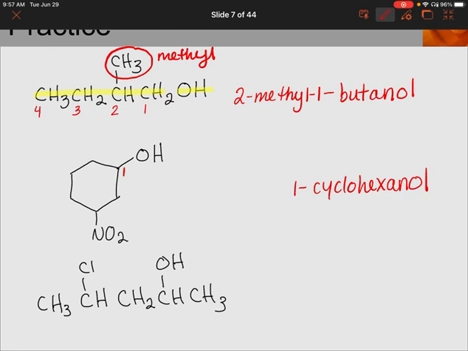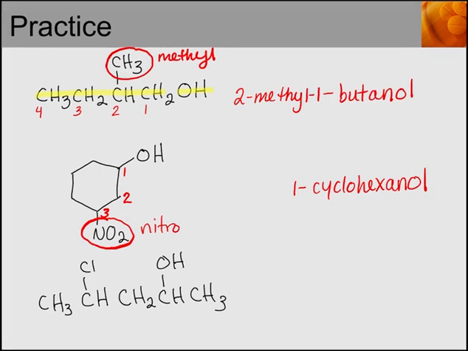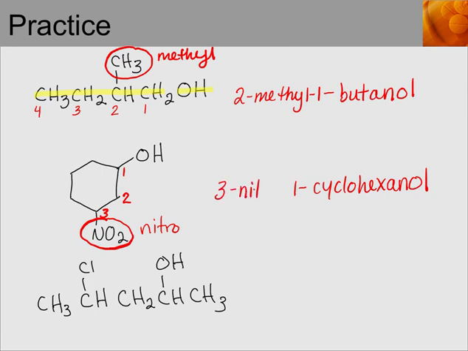And then let's see, if we look at our other group that's attached, what is that group called? A nitro group. Okay, so we want to number the ring so that the nitro group has the lowest number possible next to the alcohol, of course. So we'll just number this going clockwise, and then the nitro group will be on carbon 3. So 3-nitro-1-cyclohexanol.